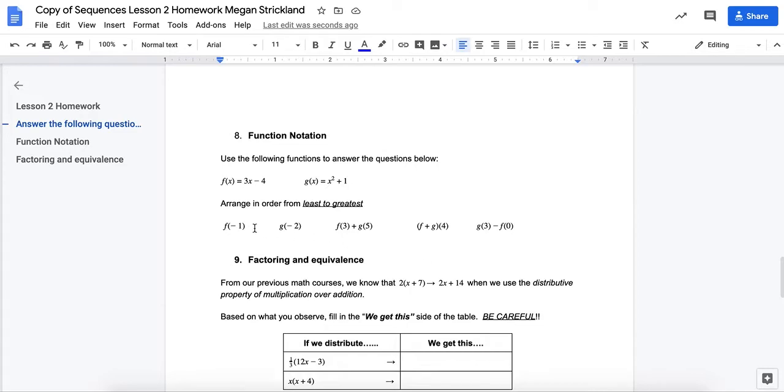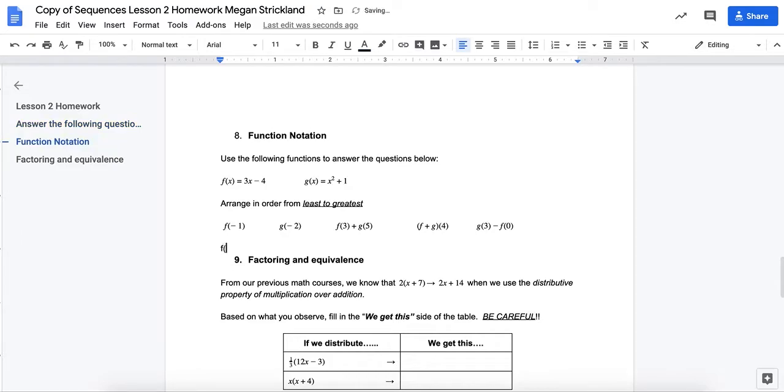This is very similar to number 1. The ones I'm going to talk to you about are these end ones. For f of negative 1, you're just plugging negative 1 in for x. For g of negative 2, you're plugging in negative 2 for x, but for the g function. These ones might be a little confusing. This one and the last one are asking you to plug 3 into f, plug 5 into g, and then add them together. I'm going to show you that one.